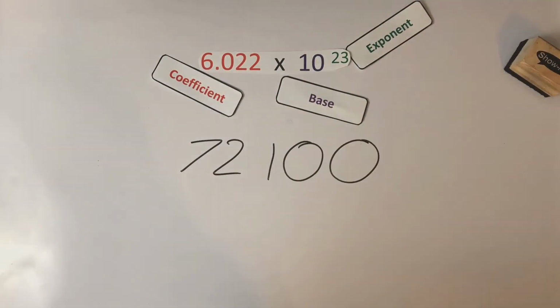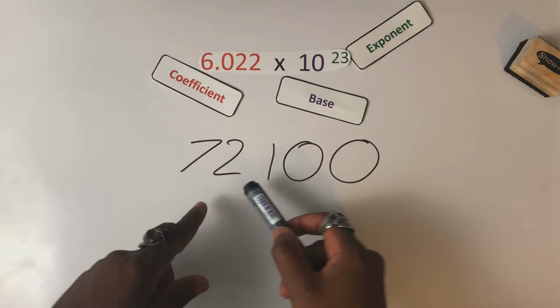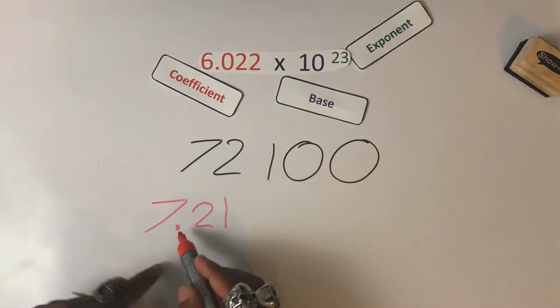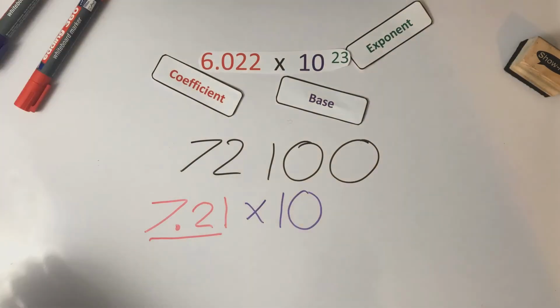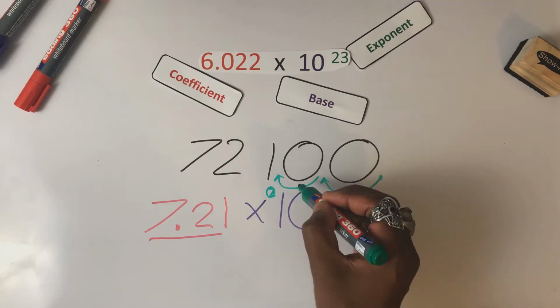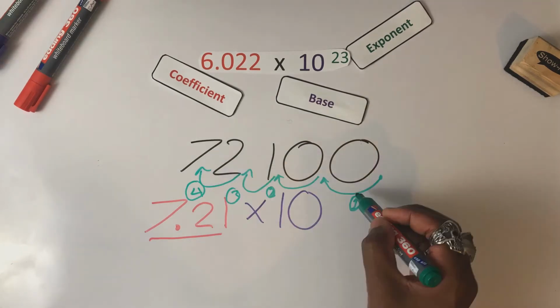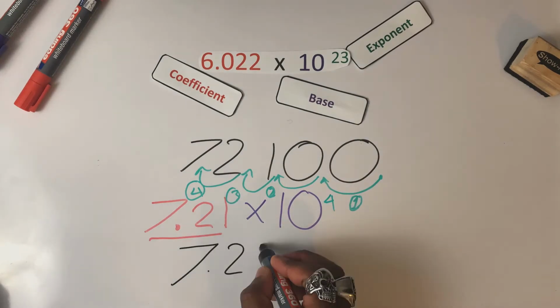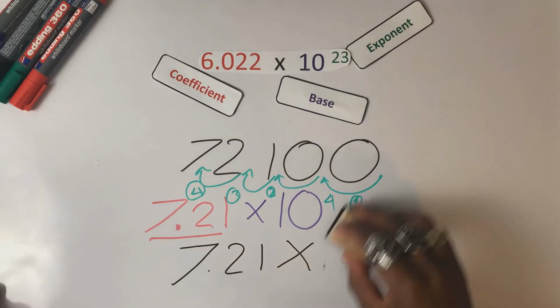Now what about 72,100? The coefficient is always smaller than 10, so 7.21. But the base 10, and I move my decimal 1, 2, 3, 4. So together, that's 7.21 times 10 to the 4.